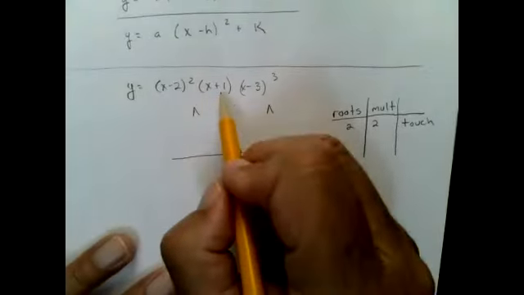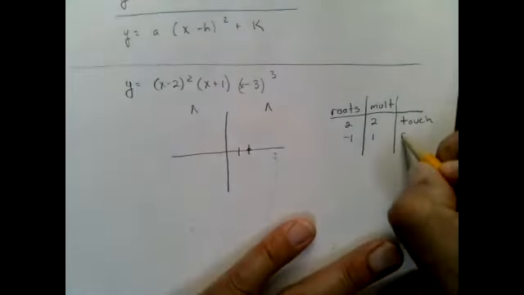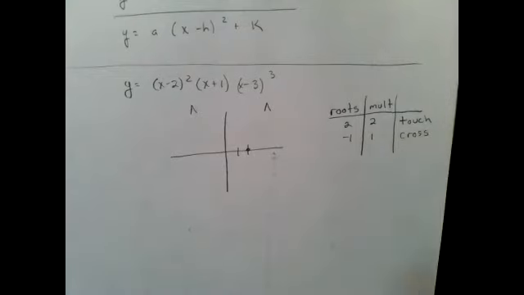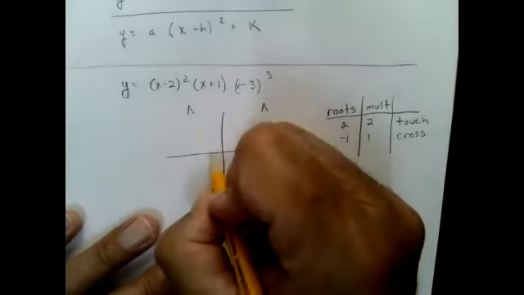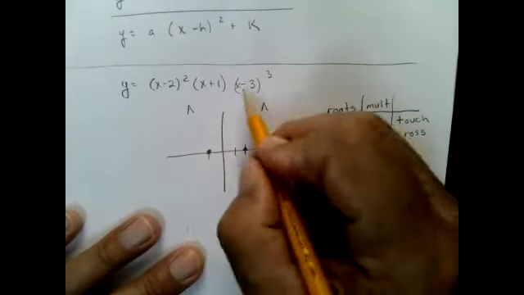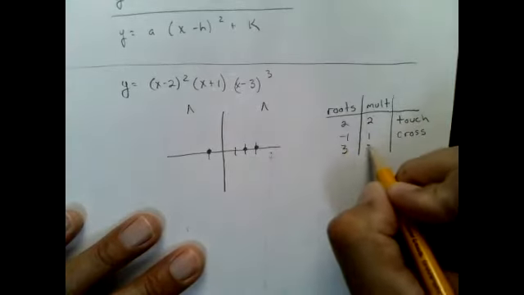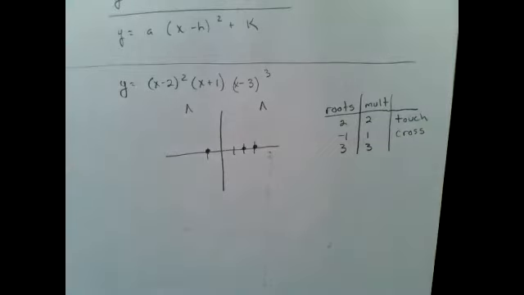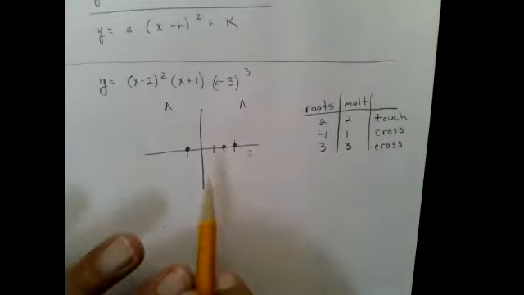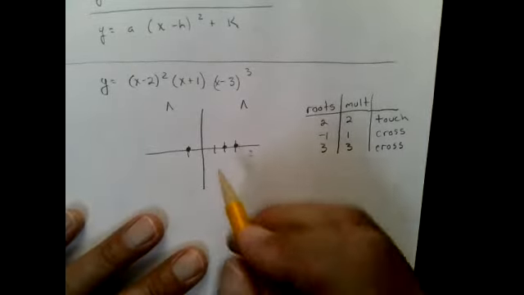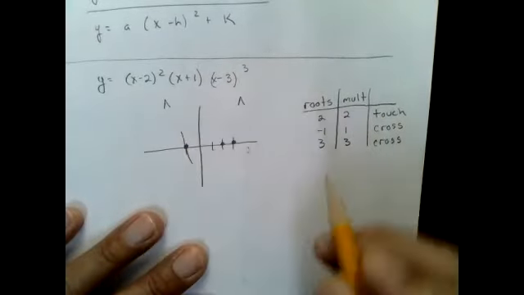My next root, if I set this equal to 0, is -1. Its multiplicity is 1, so it's going to cross. And my third root is +3. Its multiplicity is 3. So it's also going to cross because it's odd. So I kind of know at -1, I'm crossing. And it looks like since I'm starting up there, I'm going to come down this way.